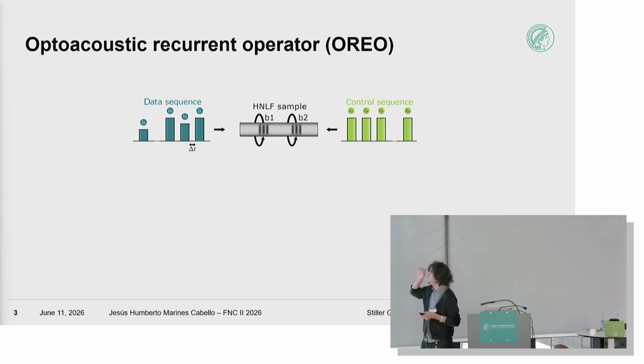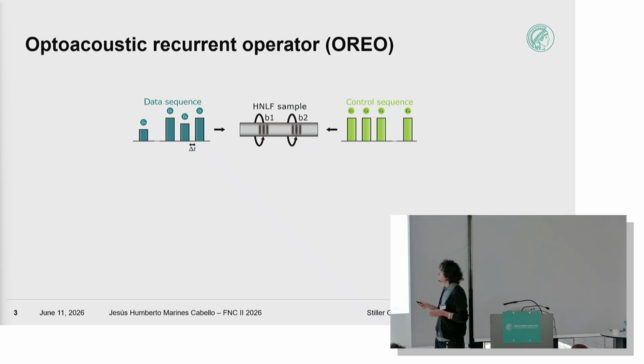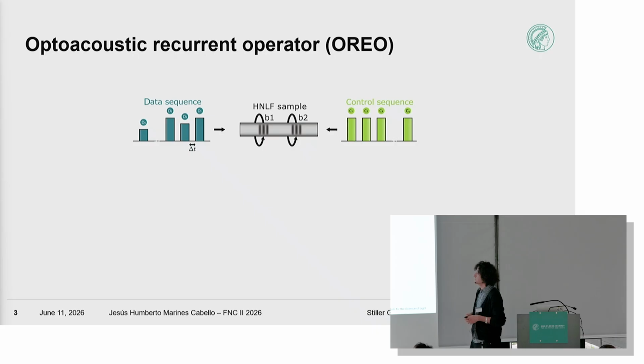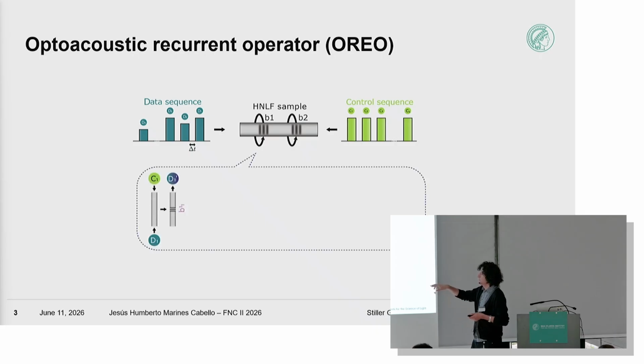And on the other side, we have the control sequence. These are high power pulses which help us mediate our Brillouin scattering interaction. To start the recurrent operation, we send these pulses one by one into the fiber. So they meet, and because this is a coherent process, we can transfer the information from the input data into the acoustic wave. And because this process is not 100% efficient, we will see an output from our fiber.